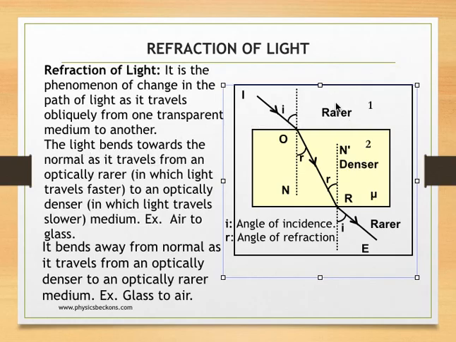The rarer medium is the one in which light travels faster, and the denser is one in which the light travels slowly. For example, air is rarer than glass, or glass is denser as compared to air. The light bends towards the normal as it travels from rarer to denser medium. Here it is coming towards the normal, and here at this face it is entering from glass to air, that is, denser to rarer medium. So the light bends slightly away from the normal.